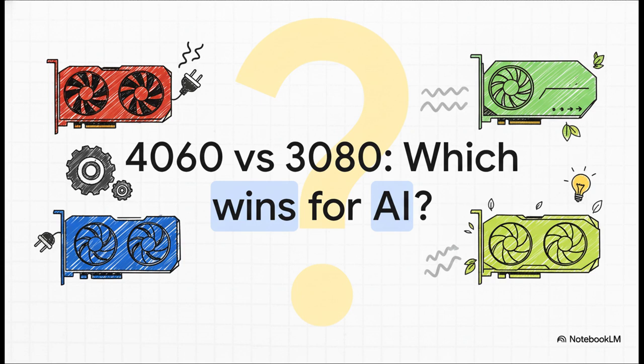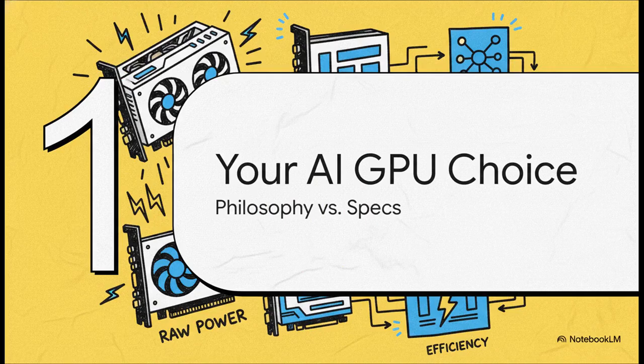So you're building your own AI machine, and you've hit a fork in the road, right? Let's frame this like a big title fight. In one corner, you've got the reigning heavyweight champ, the 3080, known for its absolute brute force. And in the other corner, we have the modern technical challenger, the 4060, who's all about fighting smarter, not harder.